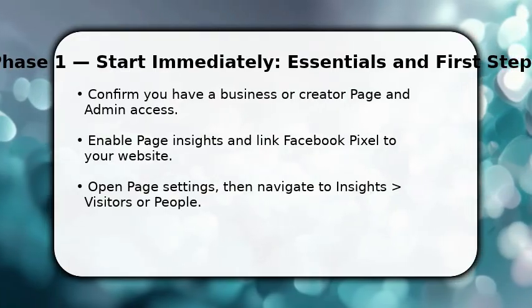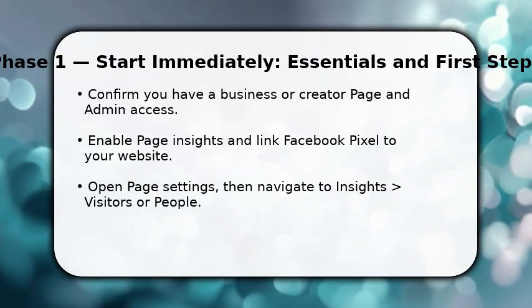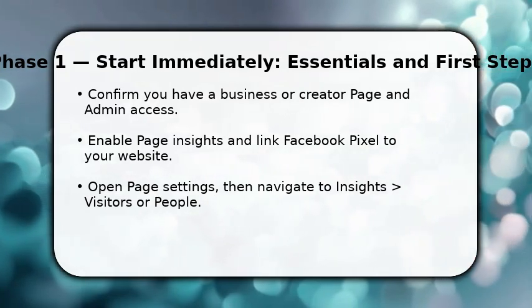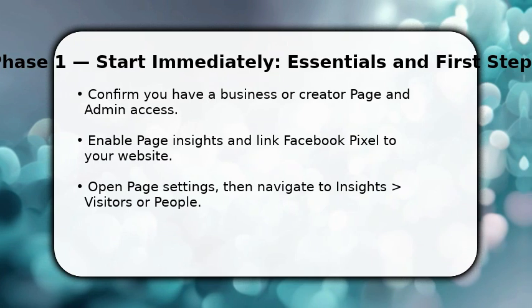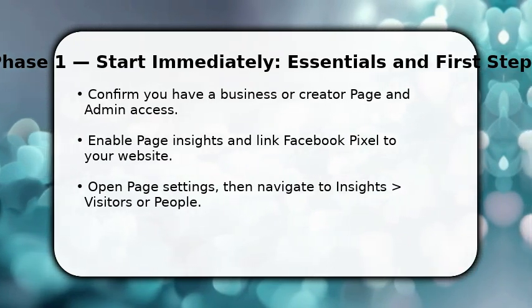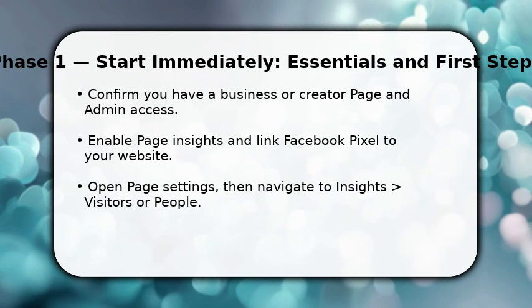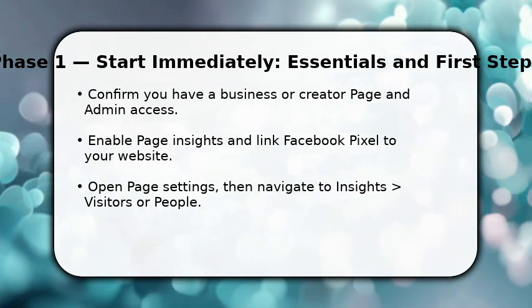You start by confirming two essentials. You control a business or creator page, and you have Facebook Pixel installed on any site you want to track. Open your page, go to Settings, then Insights, choose Visitors or People to begin.